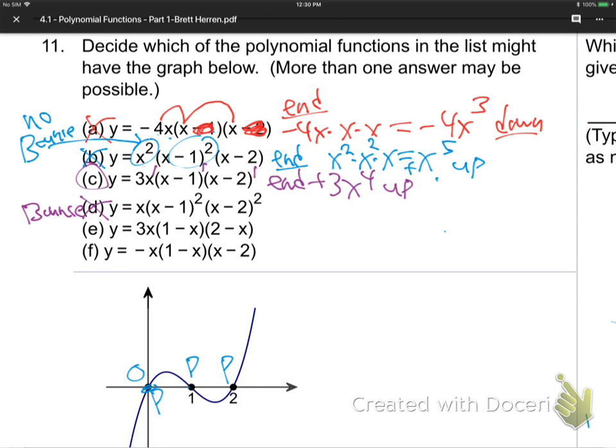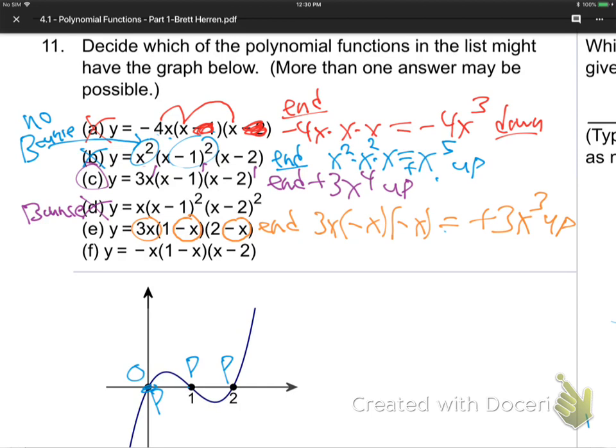Let's look at E first off. Show me about the end behavior on E, and we'll have the same issue on F. Most powerful term times most powerful term. Take that negative with him, that's his baby, times most powerful term. So 3x times negative x is positive 3x cubed, up. So that's good. See that?